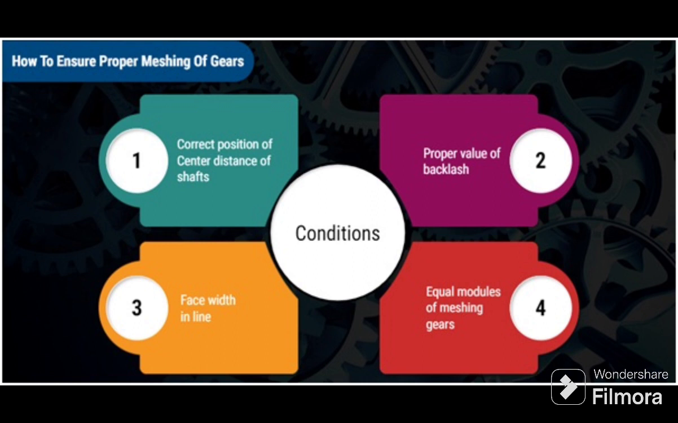The most important aspect of gear drive is that the teeth mesh in the correct way. This can only be achieved if the following conditions are fulfilled. First, the center distance of shafts are at correct position. Second, the backlash must have the proper value. Third, equally face width of gears must be in line. Fourth, the modules of meshing gears are to be equal.